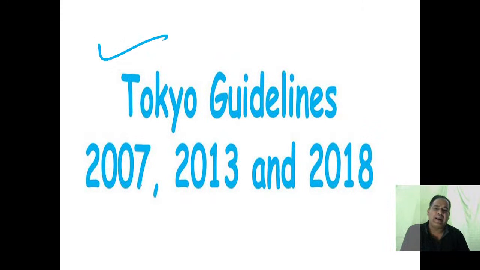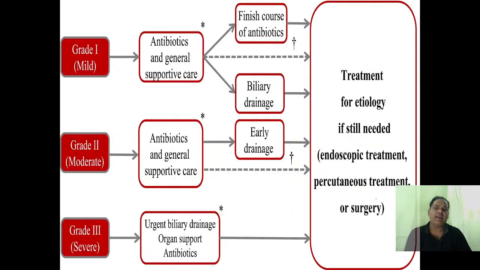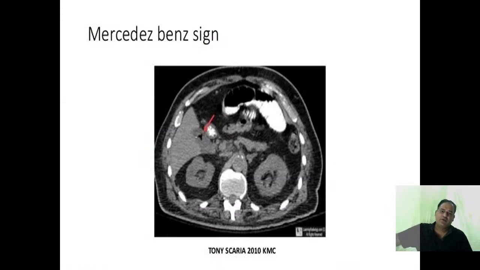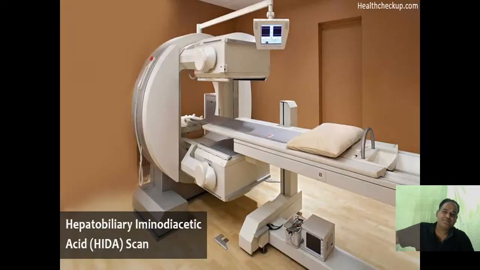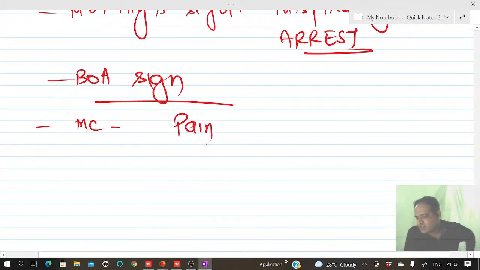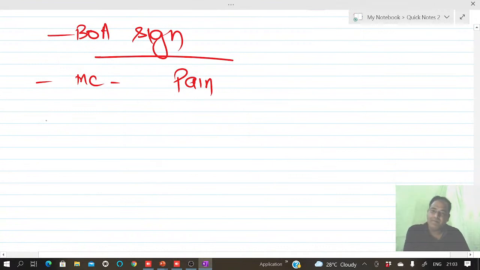Now, Tokyo guidelines. Presented in 2007, revised in 2013, and again revised in 2018. They will tell you what is the grade of acute cholecystitis. Just remember the name, nothing else. Grade 1 is mild, grade 2 is moderate, grade 3 is severe. They were asked in the examination 2 years ago. You see the Mercedes-Benz sign. Again, we come to this Boas sign. If they ask you what is the most common clinical feature, the most common clinical feature will be pain.